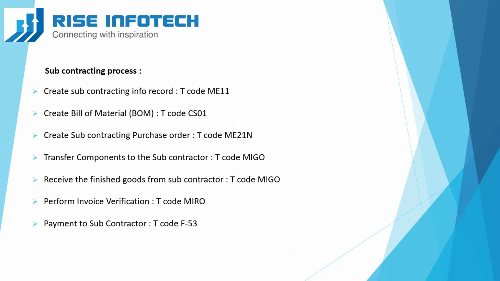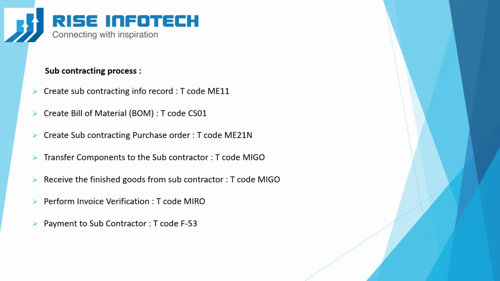The T code is ME11. And next one is to create the bills of material. For that, the create T code is CS01. And next one is to create the subcontracting purchase order, which is T code ME21N.